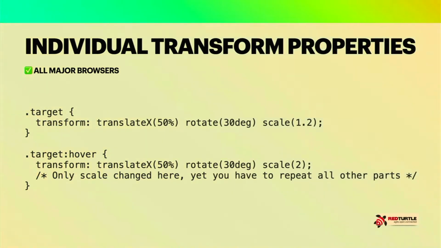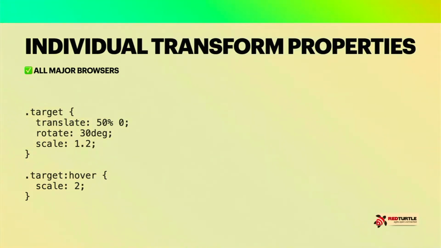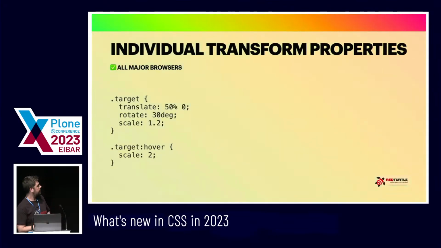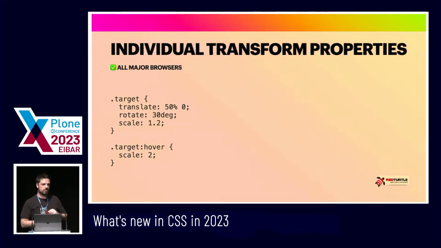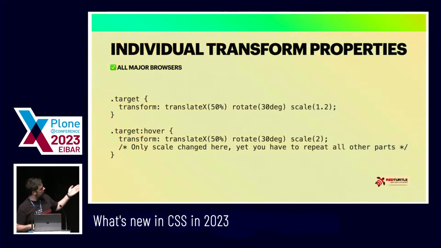You know how transform properties are complex? You have to write a lot of things. Not anymore. Nowadays, you can write the separate parts of the transform property like this, and it works. It just works. And this is also very, very useful when you have hover effects, focus, whatever changes the transforms. You don't have to rewrite everything like in this example.